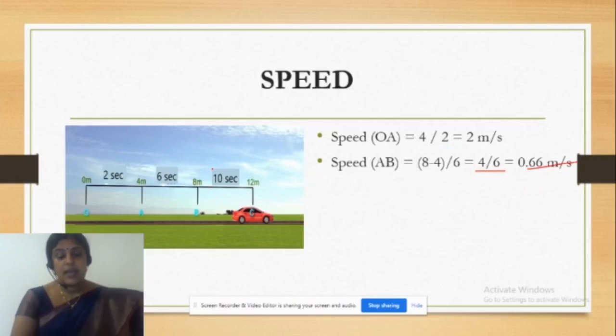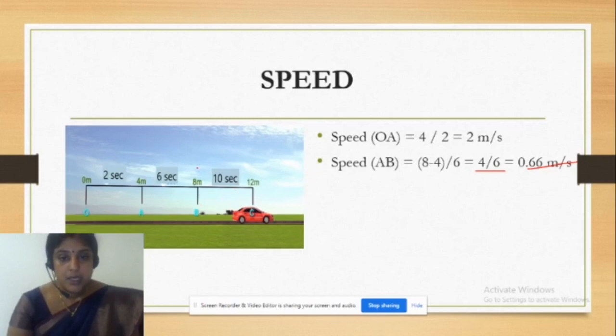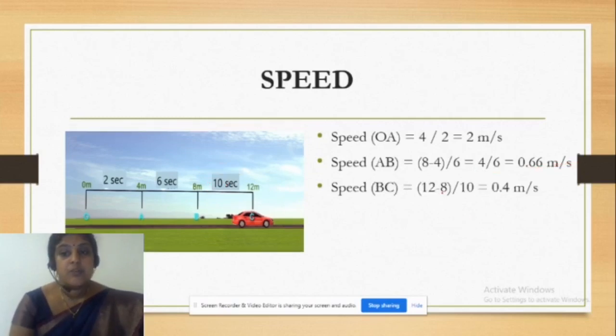Then calculate the speed of the car between points B and C. The speed will be how much? Distance by time. What is the distance traveled here? It is 4 meters and the time taken is 10 seconds. So the speed will be 4 by 10, that is equal to 0.4 meter per second.